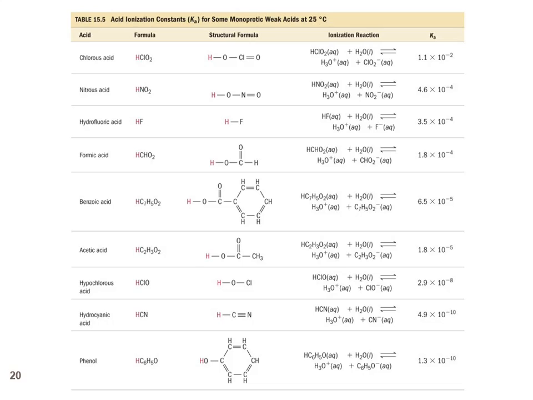So which one of these is the strongest of these weak acids? The top one, right? The chlorous acid. Larger Ka, more product, stronger acid. And so then the weakest one is going to be down here at the bottom, phenol. Phenol is an acid, but it's a very weak acid. 10 to the minus 10. That's pretty small. You might need to refer to this table when you're doing homework because they might not hand you the Ka on a silver platter.